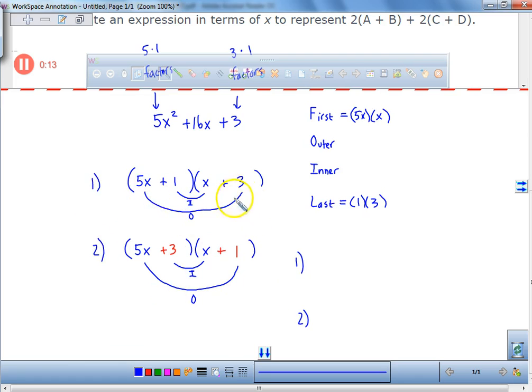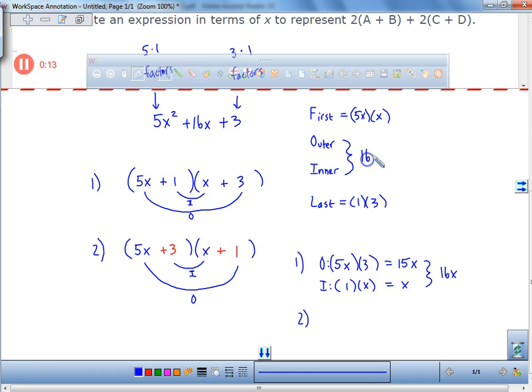What are the outer products here? Yeah, 5x and 3, right? So our outer products are equal to what? 5x times a 3. Okay? What about our inner products? 1 and an x. So here we get 5x times 3, which is a 15x. And here we've got a 1 times an x, which is an x. Ooh, together, what do they make? 16x.